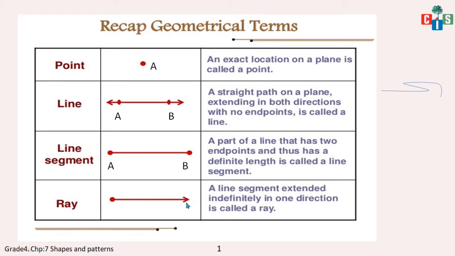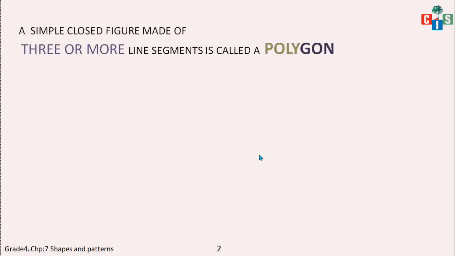What is a ray? It extends, but it extends in only one direction, and on one side it has an end point. That means this ray will extend in the right hand side only. So let's name it ray A. Fine. So these are the terms: point, line, line segments and ray. Okay. Now moving on to the new topic, that is polygon.